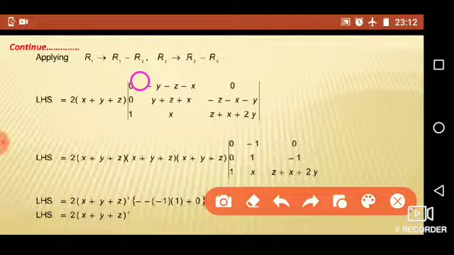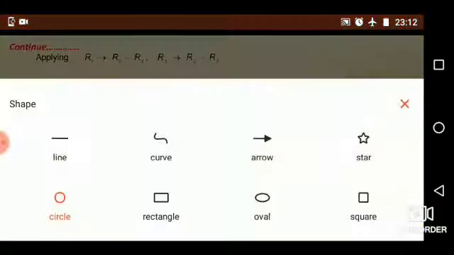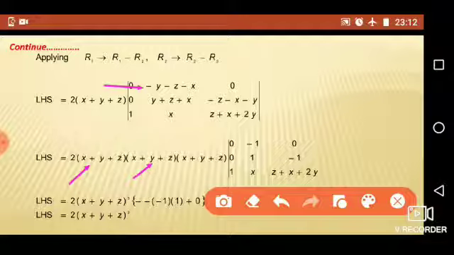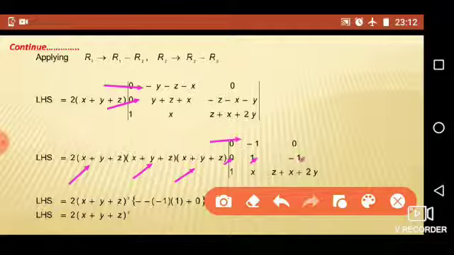Similarly, in the next step we can take the common factor from the first row. Already there is 2 times x plus y plus z from the first column that we have taken outside. Therefore we are left with 0 minus 1 0. From the second column also we can take the common factor x plus y plus z. Therefore we are left with 0, 1 and minus 1. The third row remains the same. Now 2 times x plus y plus z, x plus y plus z, x plus y plus z, that gives 2 times (x plus y plus z) the whole cube.